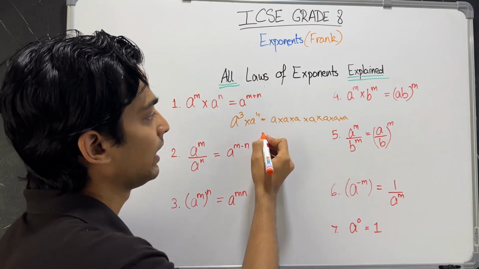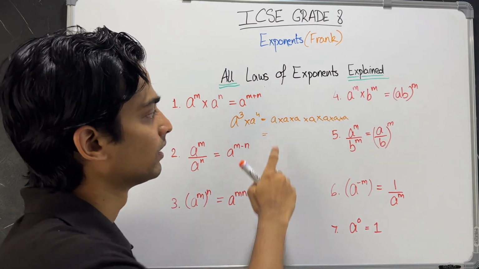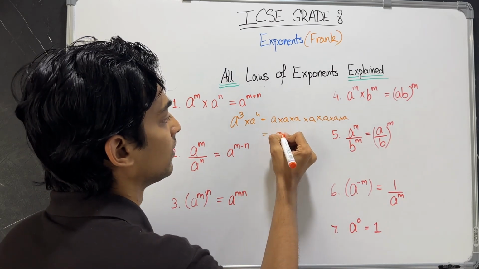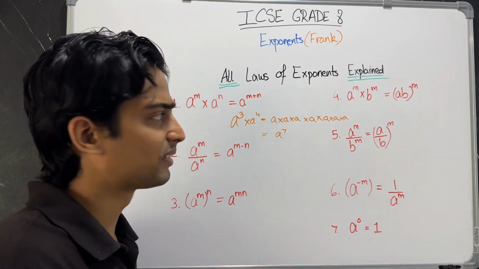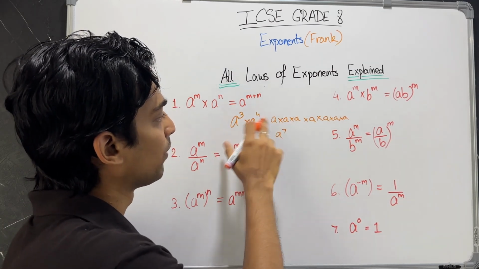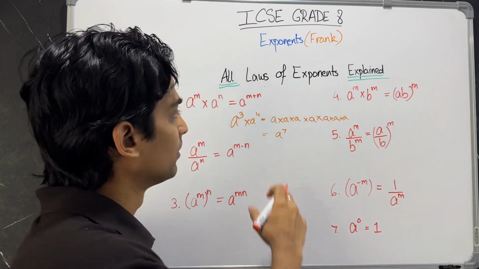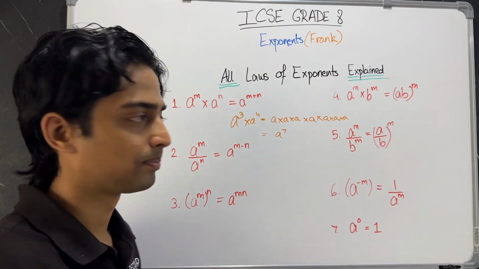Now, if we count the number of a's multiplied together, 1, 2, 3, 4, 5, 6, 7. It's nothing but a raised to 7, which will obviously be the sum of the powers, right? That is the number of times a is getting multiplied. That's how we get a raised to m plus n.